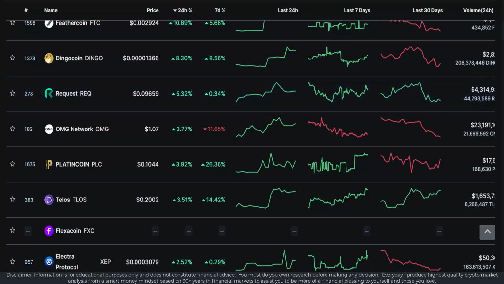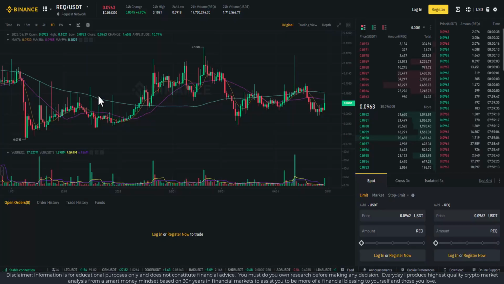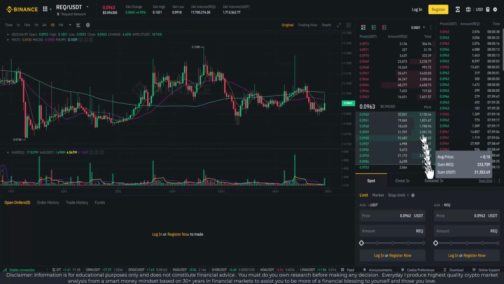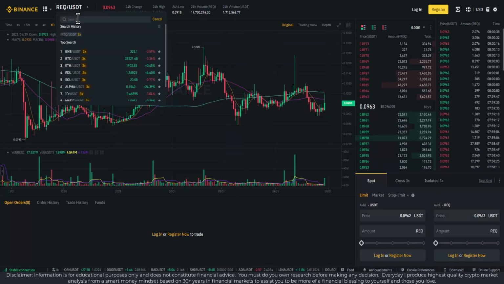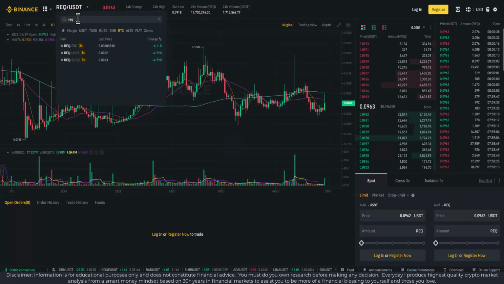It depends if you're an investor, a day trader, a swing trader. So many different ways that you can buy and sell. But let's look into the volume of Request token. I'll put the link in the description of this video, how to get to the Binance screen. What you're actually wanting to do is to see how much depth there is inside Request token. What I've done is to just go in here and literally type in REQ.